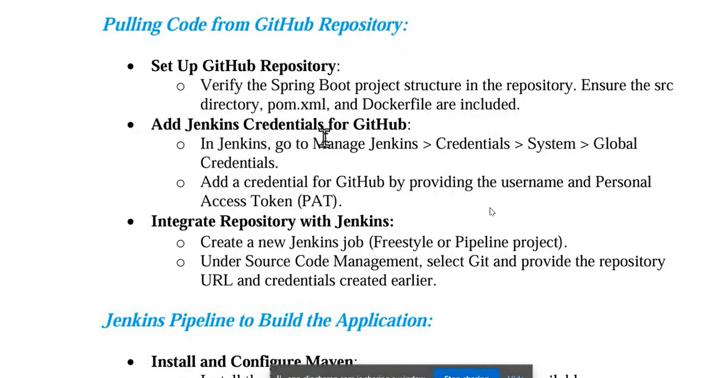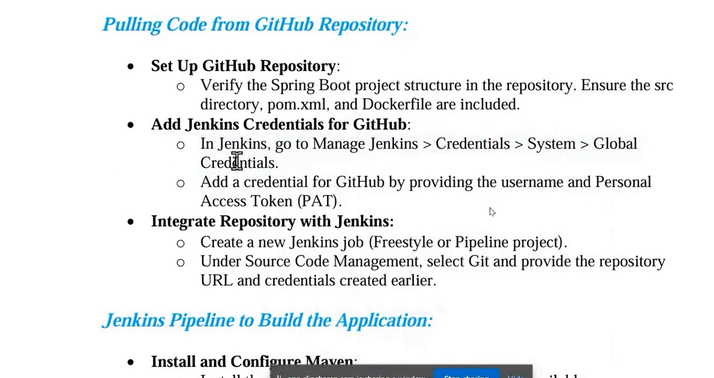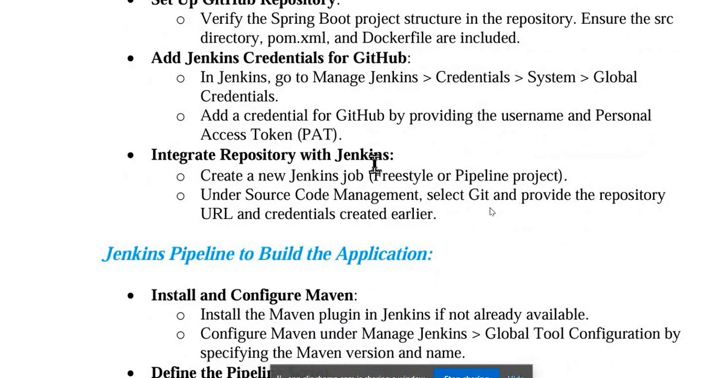Next, we need to add the Jenkins credentials for GitHub. So to access GitHub from Jenkins, we need to add the GitHub credentials inside Jenkins. We need to log into the Jenkins master and go inside Manage Jenkins, followed by Credentials, and in this path we need to store the GitHub credentials. Once the credential has been stored, we need to provide a proper name for accessing the credentials in the pipeline. After adding the username as well as the personal access token of GitHub, we'll integrate the repository with Jenkins.